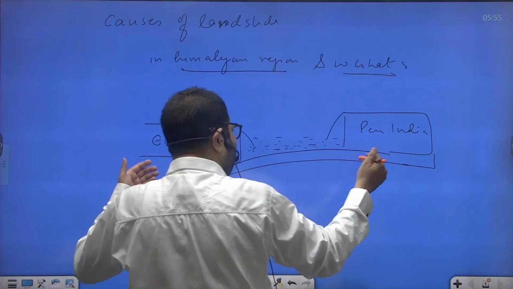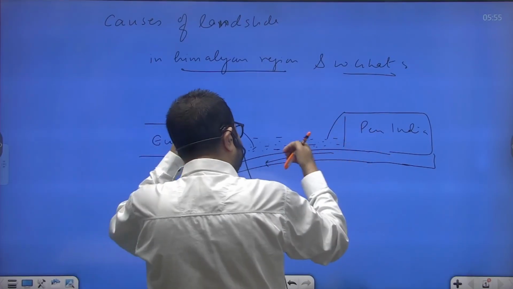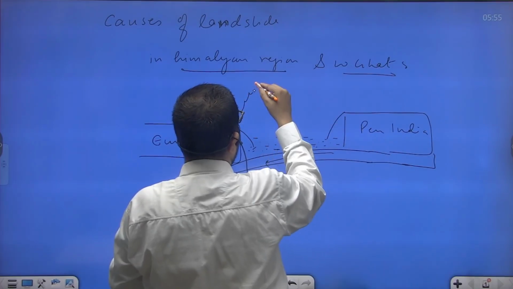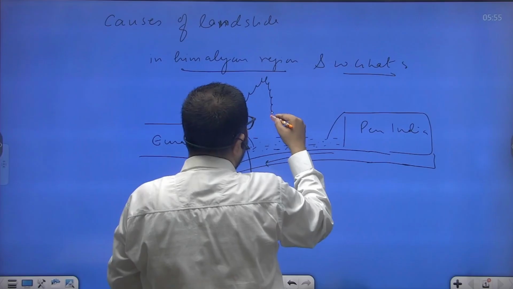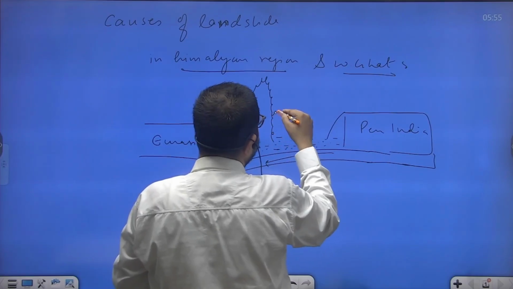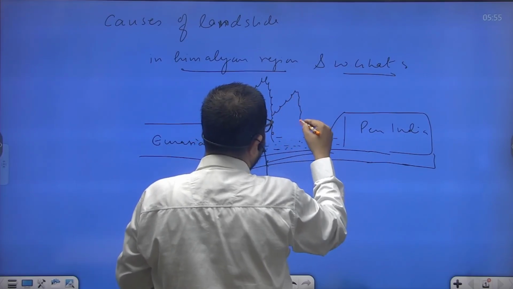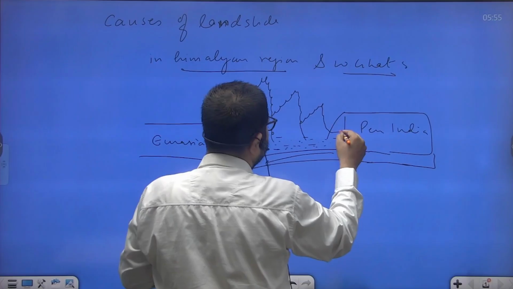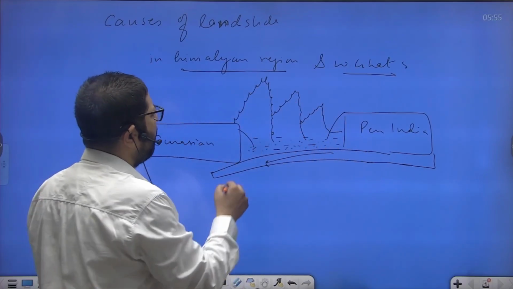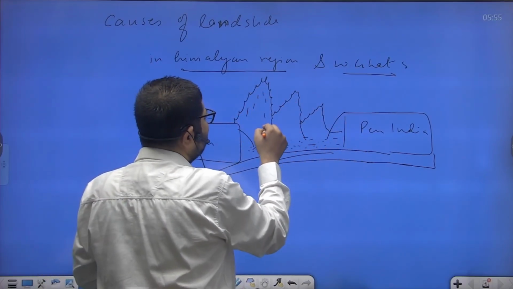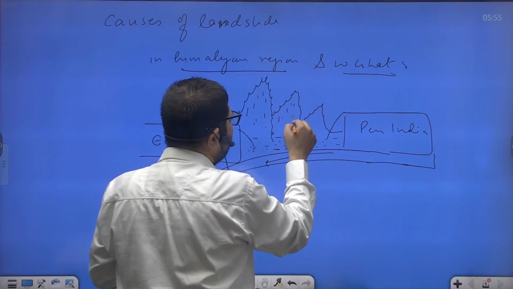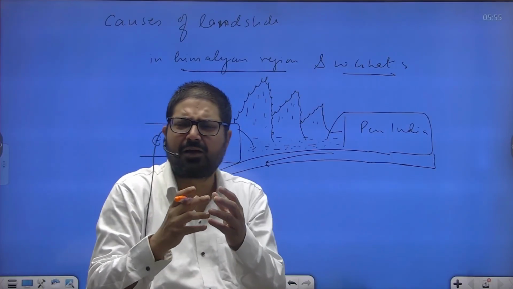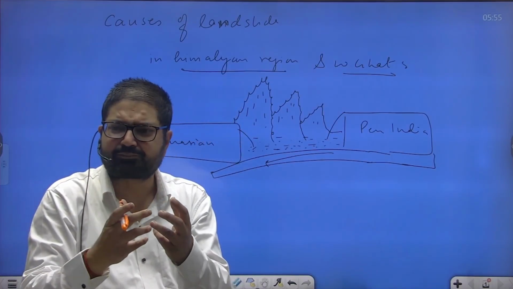And as the Indian plate continued to subduct, these sediments got squeezed and folded into fold mountains: Great Himalayas, Middle Himalayas, Shivaliks. As a result, the Himalayas are made up of weak sedimentary rocks which are friable, which can easily crumble.